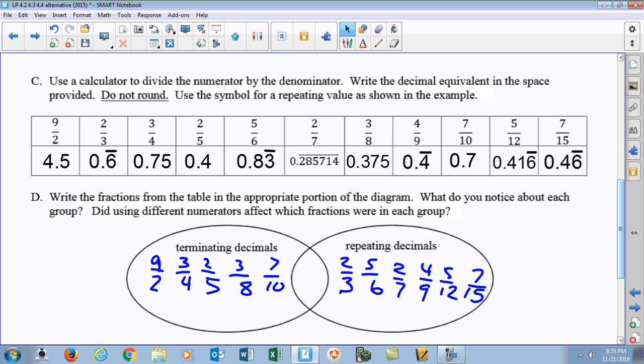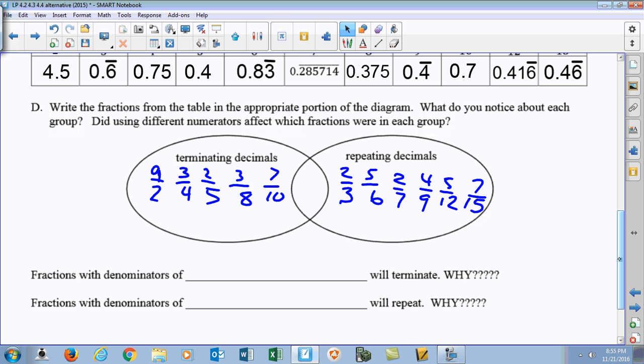Now that we got those done, we're going to do a little comparing. If we go down here to the bottom, take a look at the fractions with the denominators of blank that will terminate. So look at the two bubbles for in D and in B. And look at the denominators and see which ones are terminating. If you look, all those denominators are the same. 2, 4, 5, 8, and 10 all terminate. Okay? And there's a reason for that.